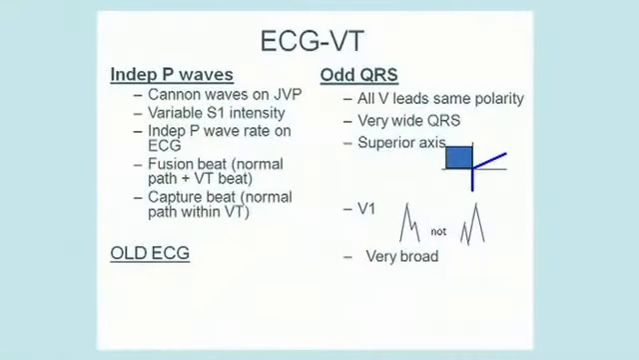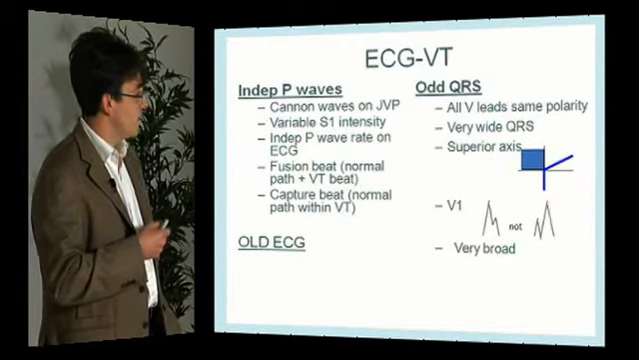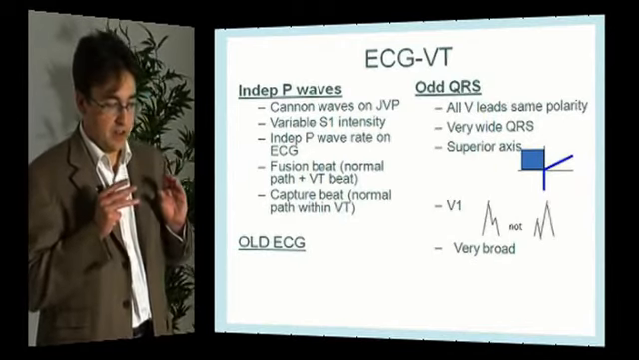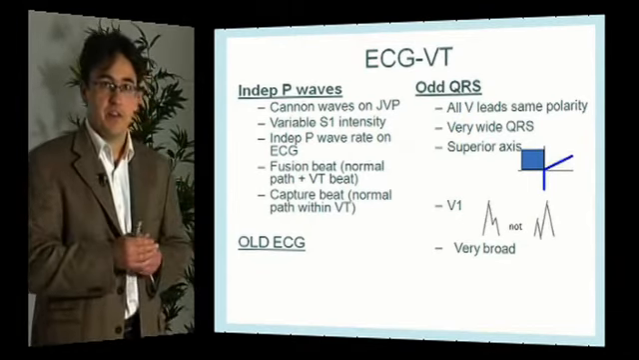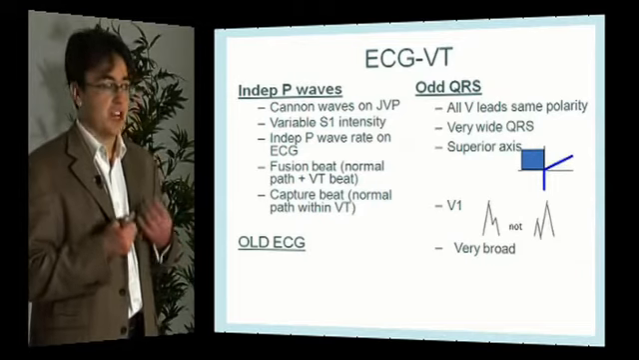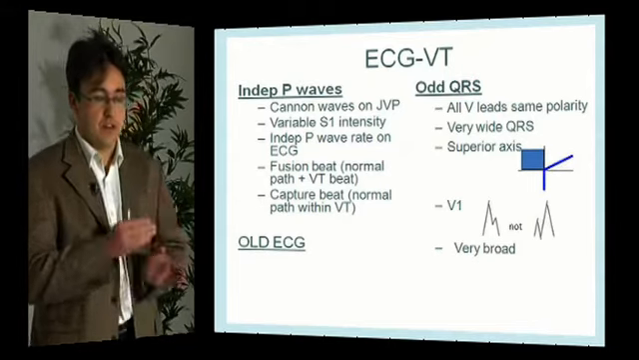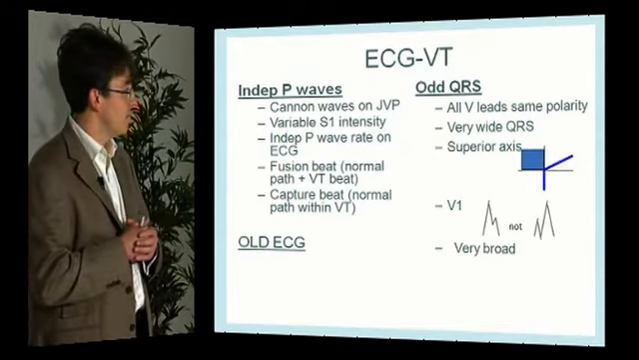I think we've covered most of the features on this slide here, so certainly you can get a Cannon wave in the JVP when the atrium is contracting at the same time as the ventricle. Because you lose synchronicity between the atrium and ventricular contractions, you can have variable degrees of filling. And again, because you've lost this electrical and mechanical connection, you see independent P-wave activity.